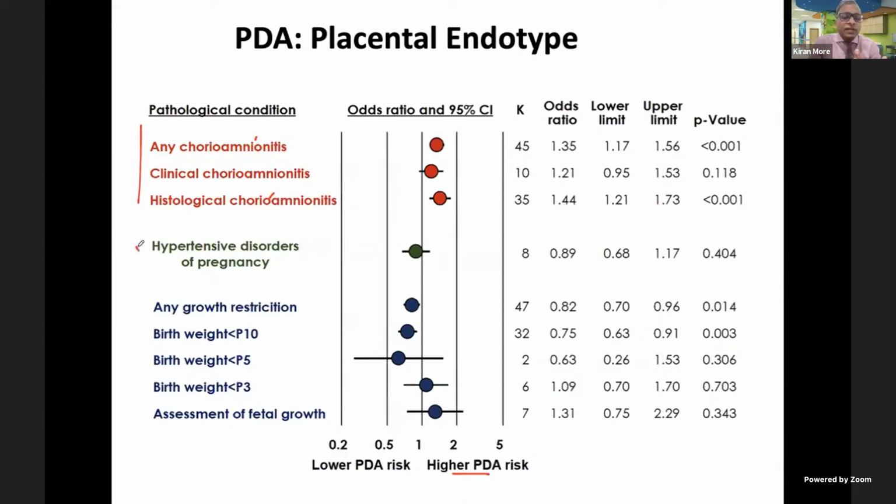Hypertensive disorders of pregnancy do not show a direct effect, but have shown some effect in the management, which we can briefly talk about, but not as a PDA presentation. And also, importantly, any growth restriction.